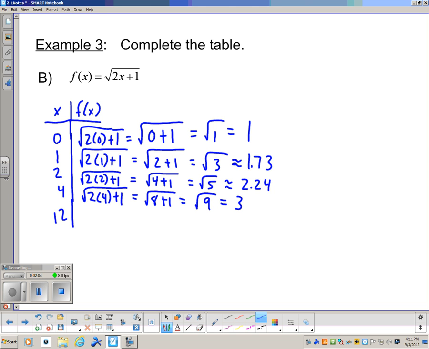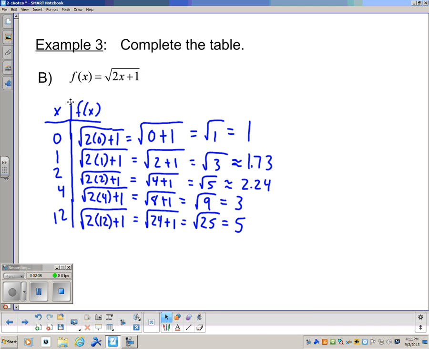And then we have a 12. So let's plug in 12 for the x value. So taking 12 and plugging it up there for the x. So 2 times 12 plus 1. Well, 2 times 12, we know that to be 24. And then adding 1 to that, we get the square root of 25. And we know the square root of 25 there is 5. So then we got our nice table of values. We got 1, about 1.73, about 2.24, about, and then we got exactly 3, and then 5. So there we've got our table of values filled in.